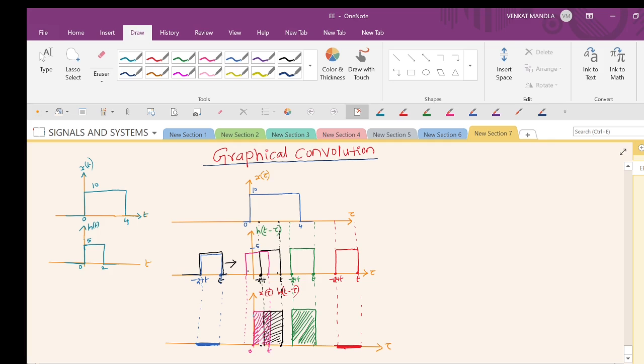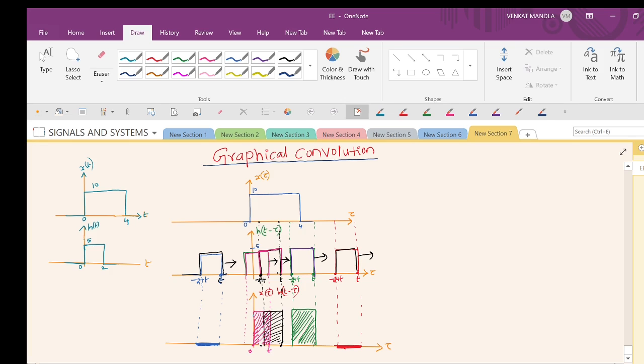Next, this comes to here. This is the next one. Next, this comes to here like this. This one is shifted, shifted to the right.